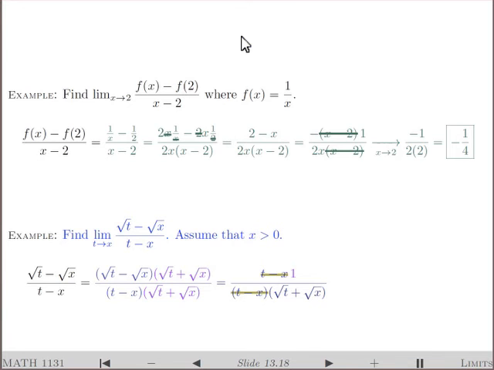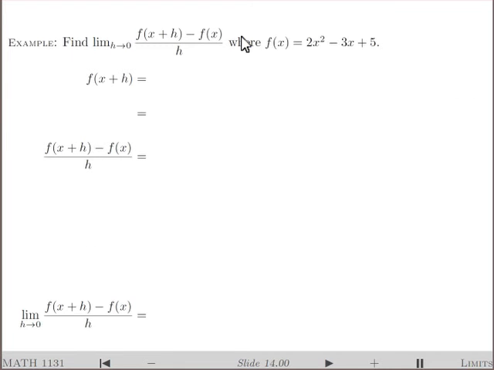As t approaches x, square root of t will approach square root of x. And the denominator is not 0 because x is positive, so its square root is positive. Positive plus positive is positive. So we don't get 0 in the denominator, so limit equals the value, which is 1 over 2 radical x.